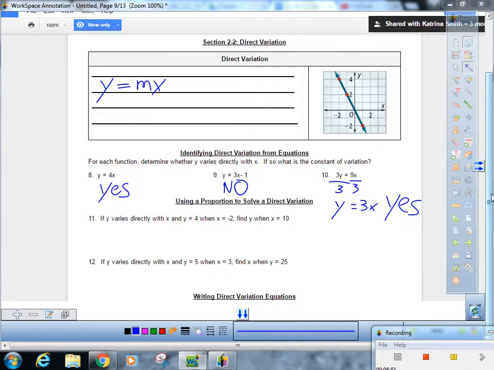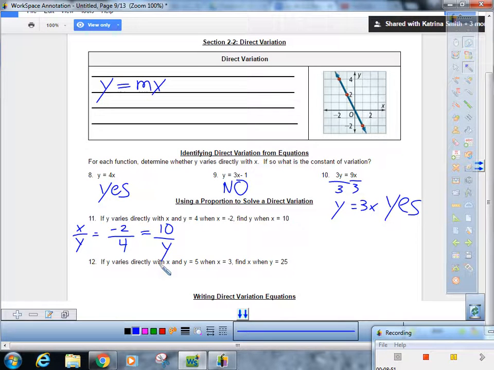Okay, so using a proportion to solve for a direct variation. You guys are all over this. If y varies directly with x, and y is 4 when x is negative 2. So I tend to keep my x's on top and my y on bottom. But it doesn't matter as long as you stay consistent. Negative 2 is to 4. Look, x on top, y on bottom. Like 10 is to y. Okay?